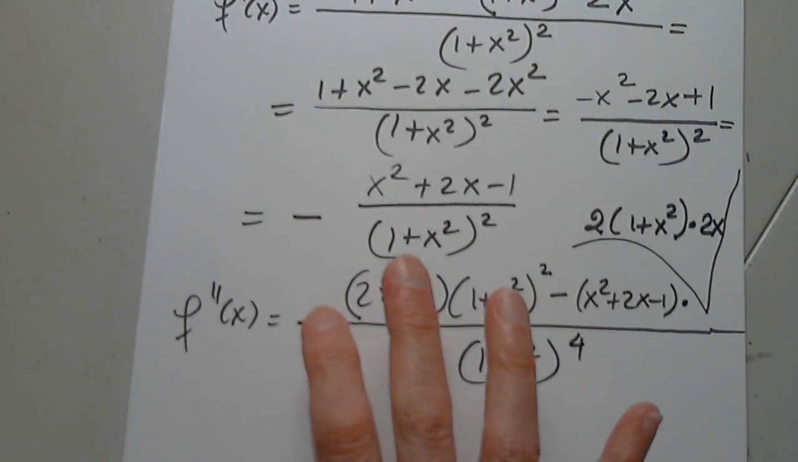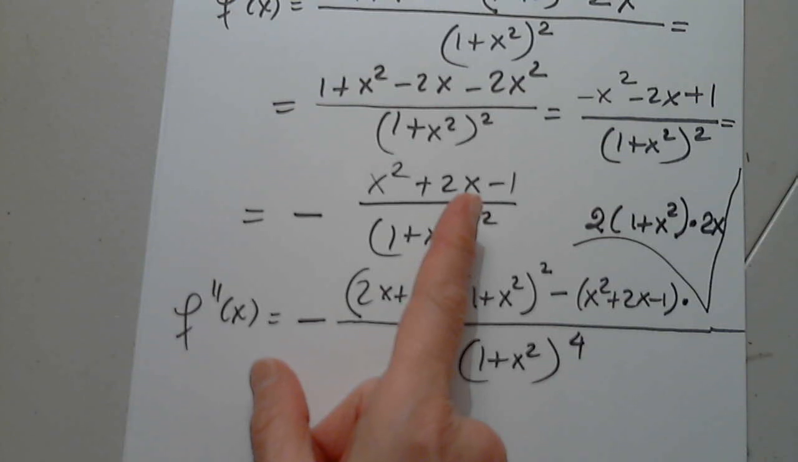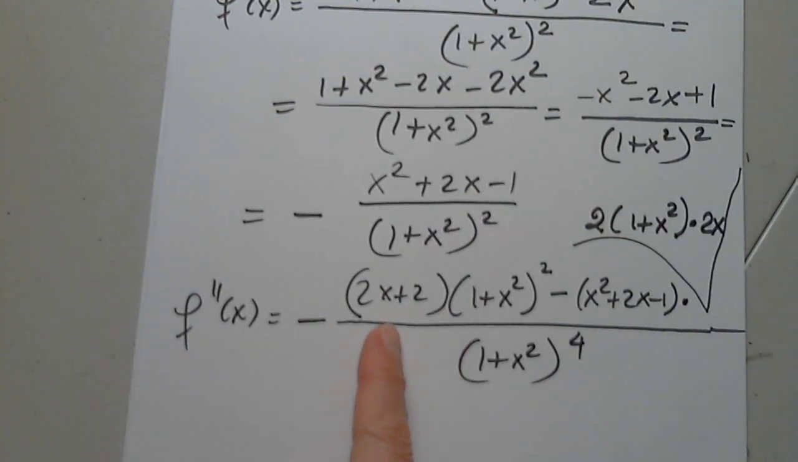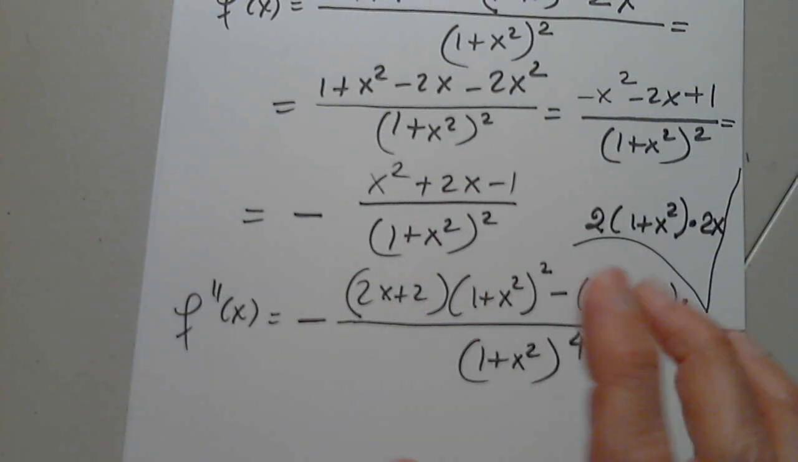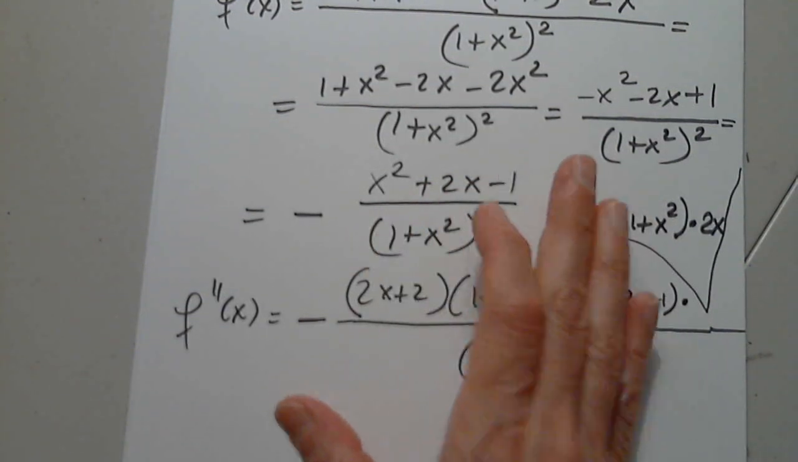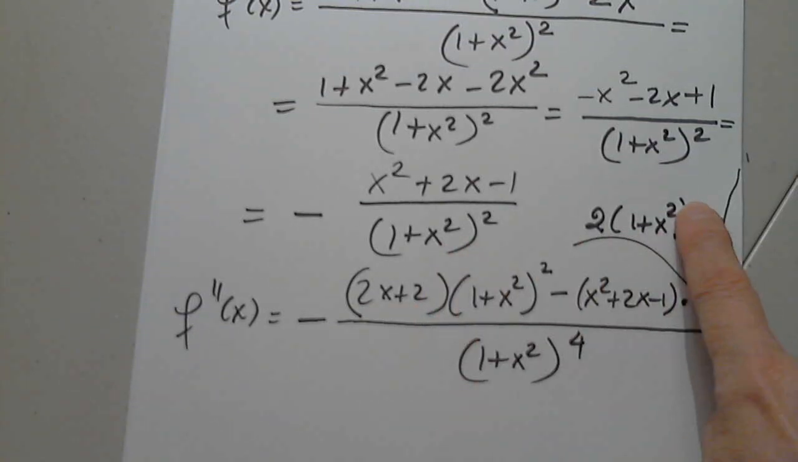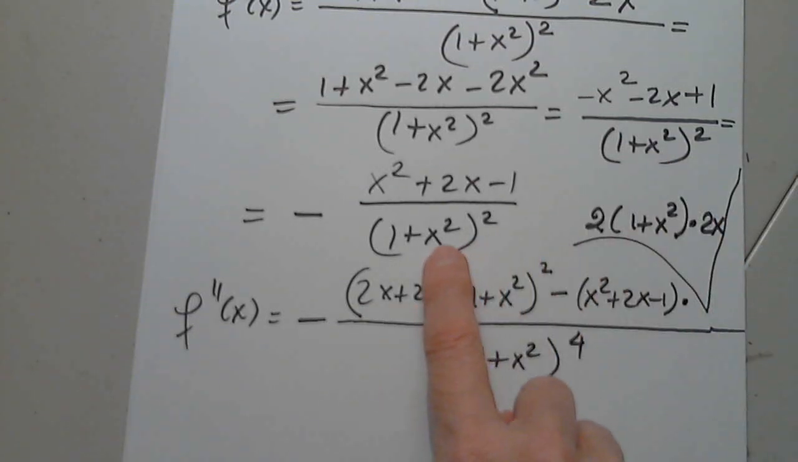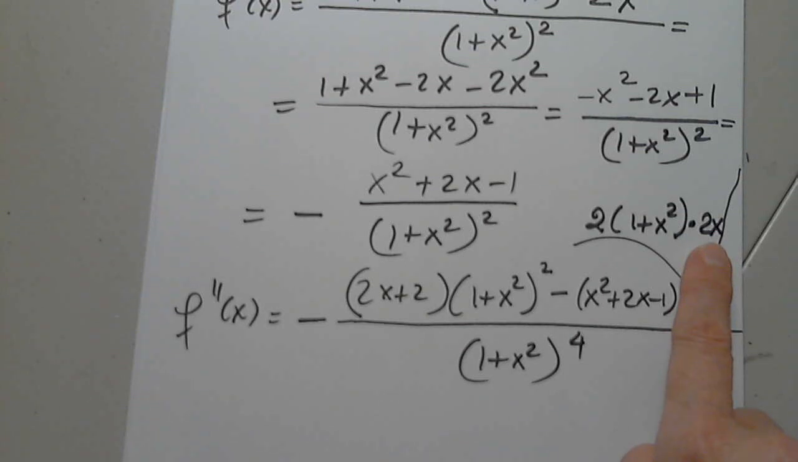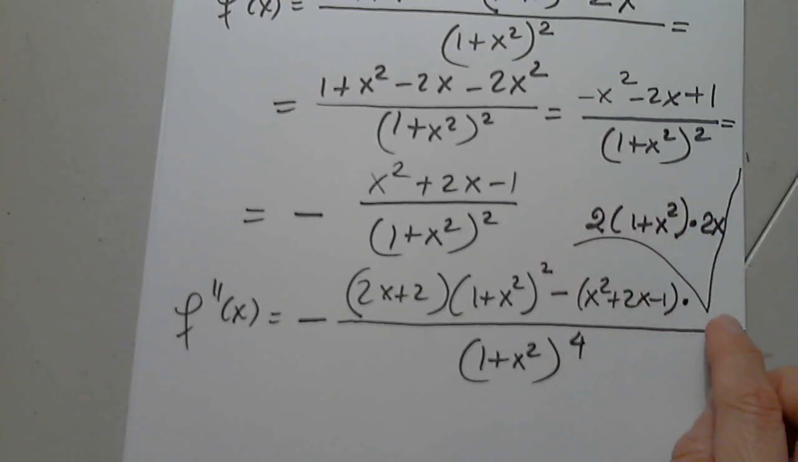Negative stays outside. Top prime times the denominator minus the top. But now when I differentiate this, I bring down 2. I subtract 1 from the power times the inner function prime. All this should have been here, but I don't have enough space.